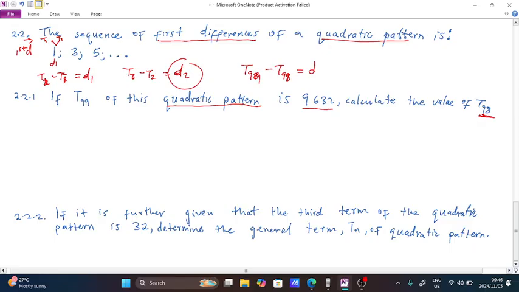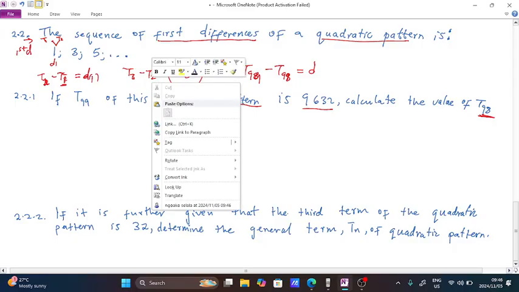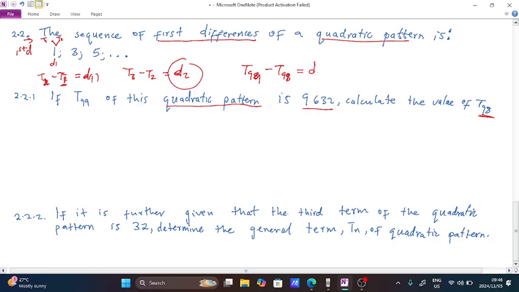Terms 2 and 1 give difference 1, terms 3 and 2 give difference 2, terms 4 and 3 give difference 3. So we always refer to this difference number. So here is difference number 98. Can you see that?